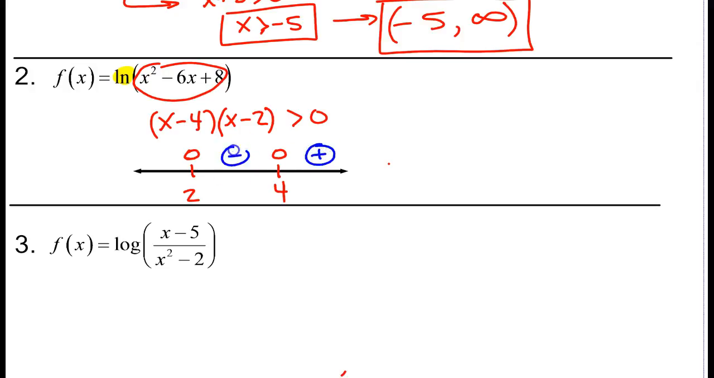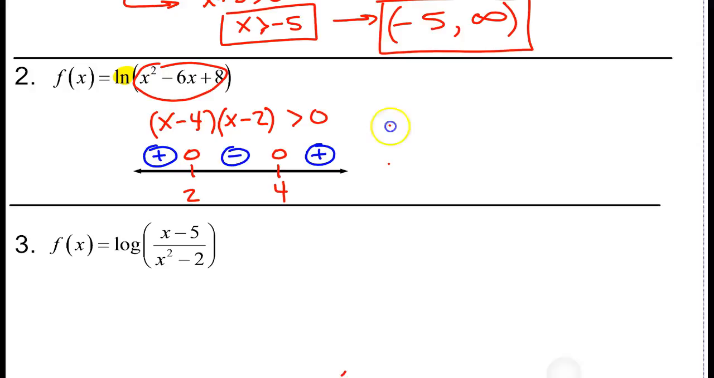Positive here, negative here, positive here. I went through that really quick, but at this point in the year, we ought to be able to construct a sign chart for the product of two binomials like this pretty quickly. Okay, so I have to choose values that give me a result greater than 0.